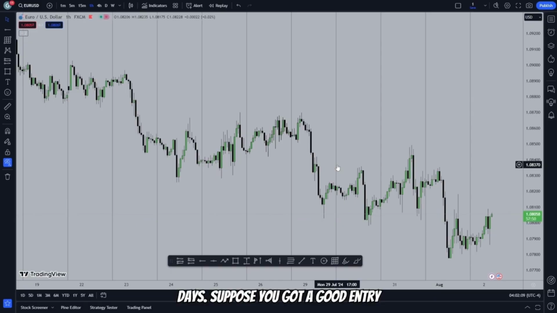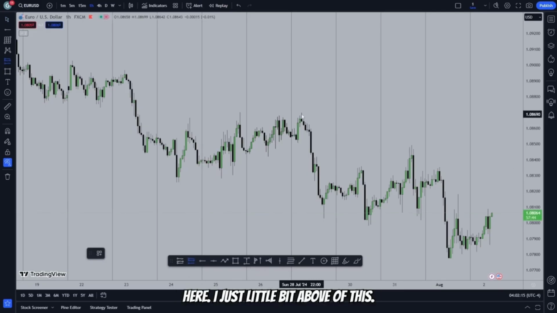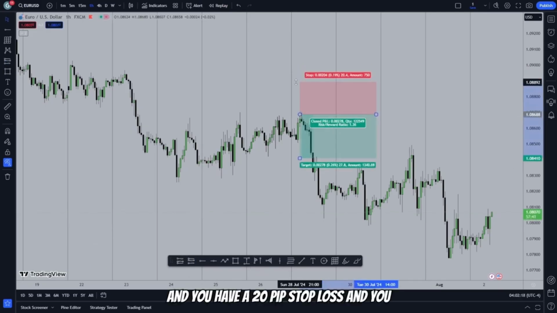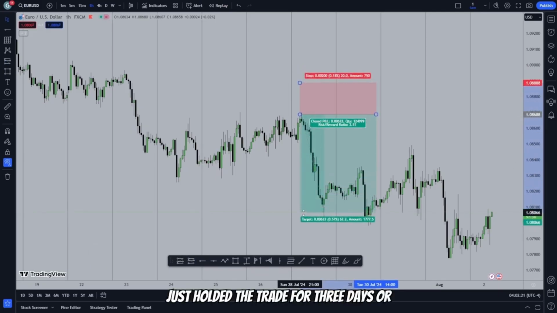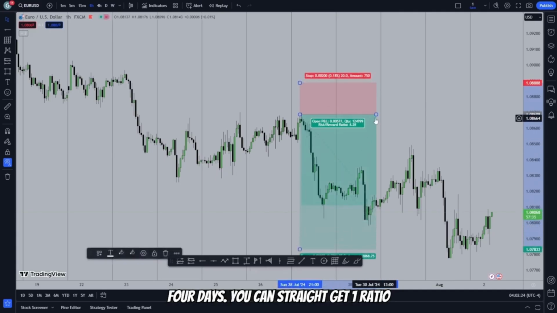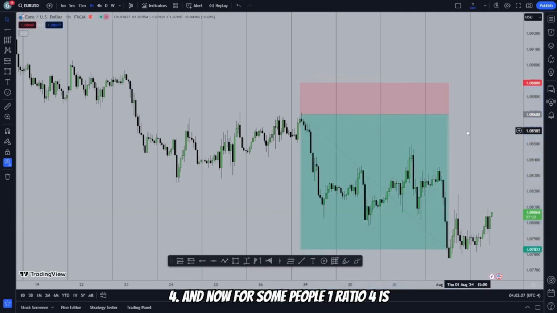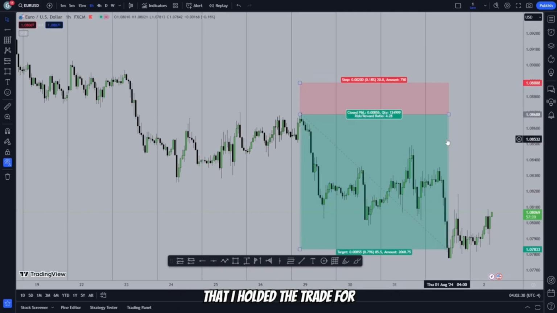Suppose you got a good entry over here when price went up like this. You just got a good entry over here, just a little bit above this, okay? And you have a 20 pip stop loss, and you just hold the trade for 3 days or 4 days, okay? You can straight get 1:4. And now for some people 1:4 is very small for 4 days, okay? They'll think that I hold the trade for 4 days and I still got only 1:4.